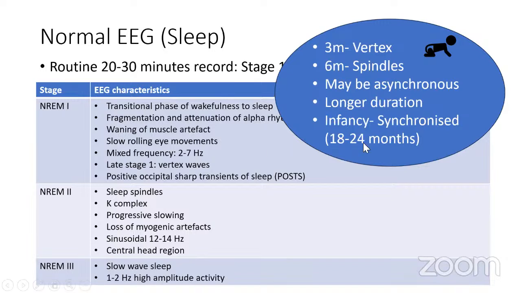As far as the pediatric part is concerned, this well-established sleep architecture is not appreciable in very young children. It is around 3 months that a vertex is expected to come into the picture, and by 6 months we start seeing the spindles. The initial records may show asynchronous sleep markers, meaning not happening at the same time on both hemispheres. Sleep markers tend to be of longer duration, and around 18 to 24 months of age, the sleep markers start getting synchronized.